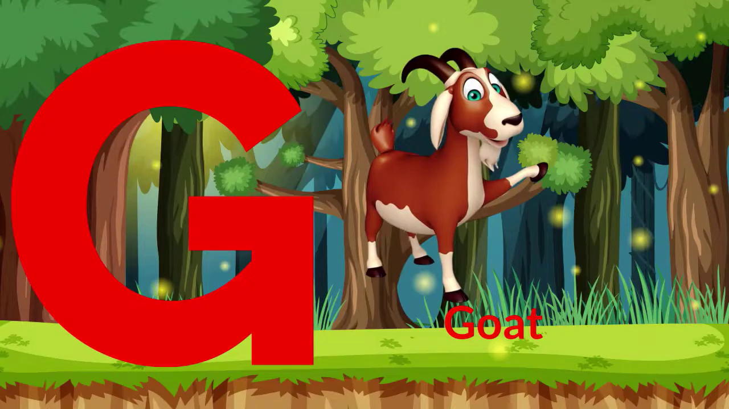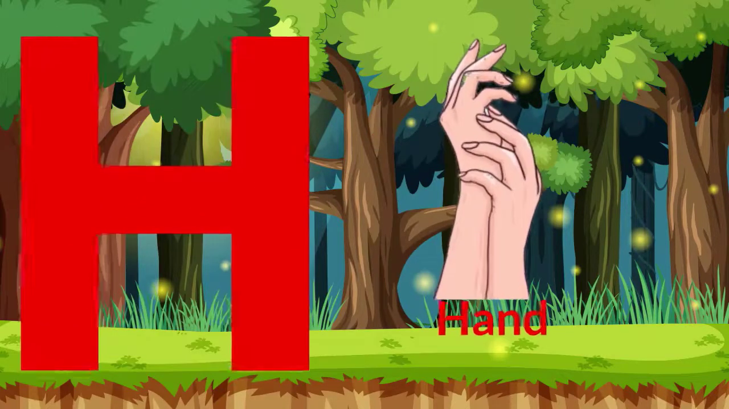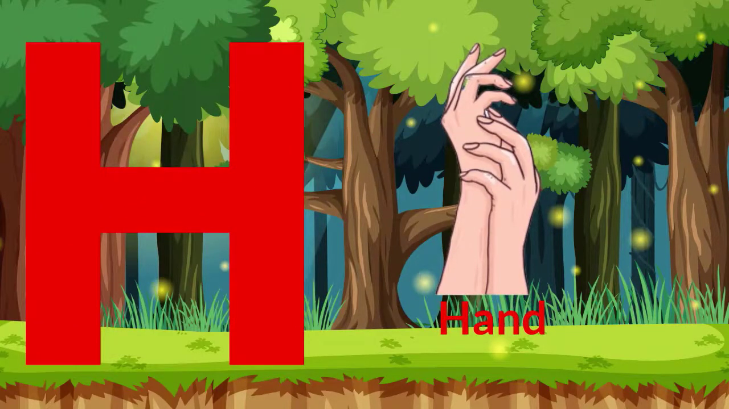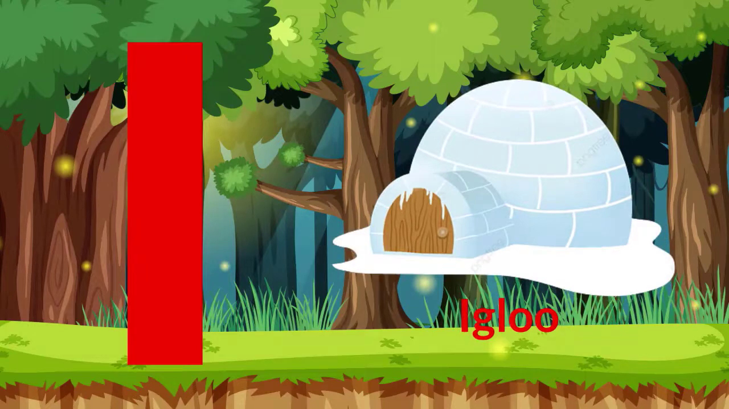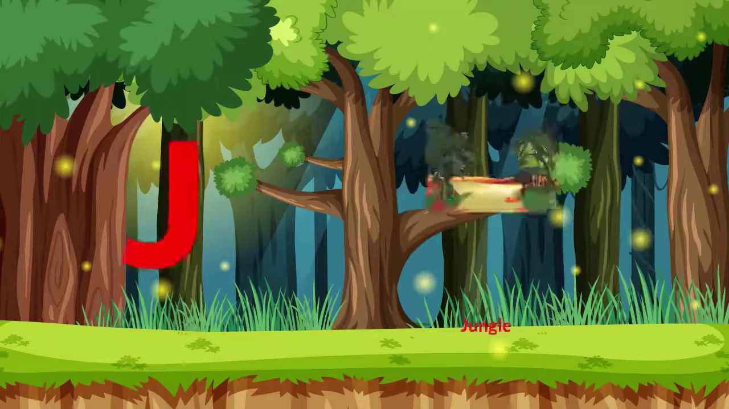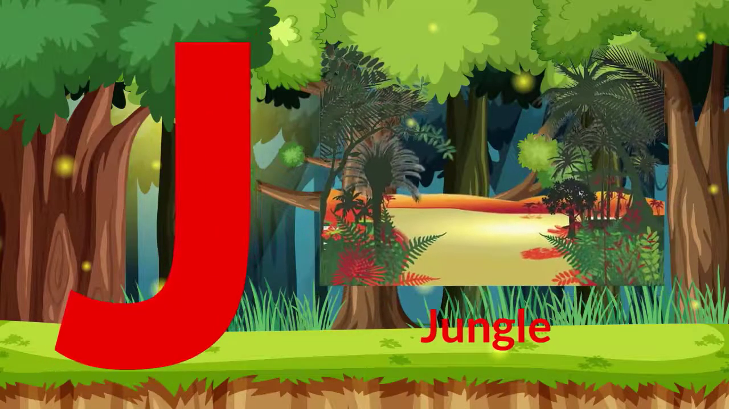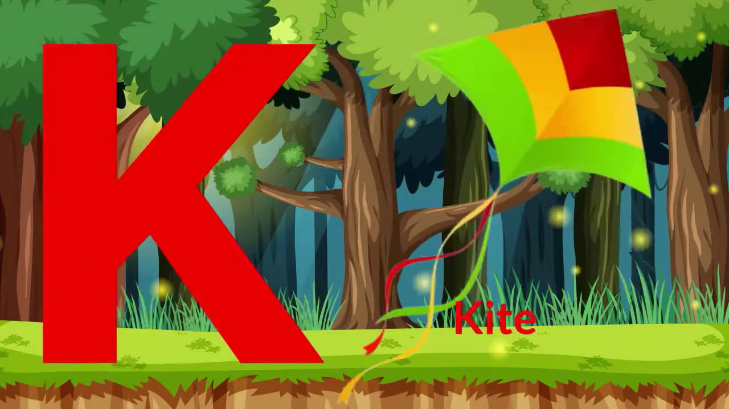G for goat. H for hen. I for igloo. J for jungle. K for kite.